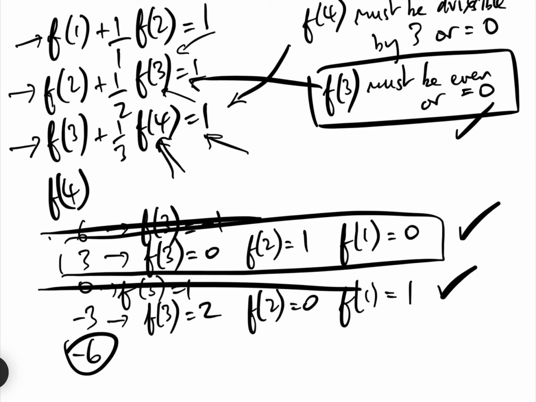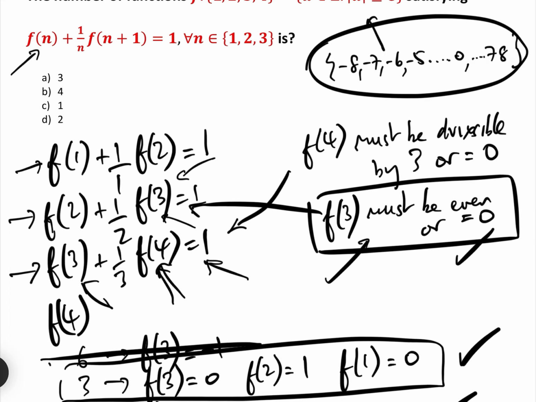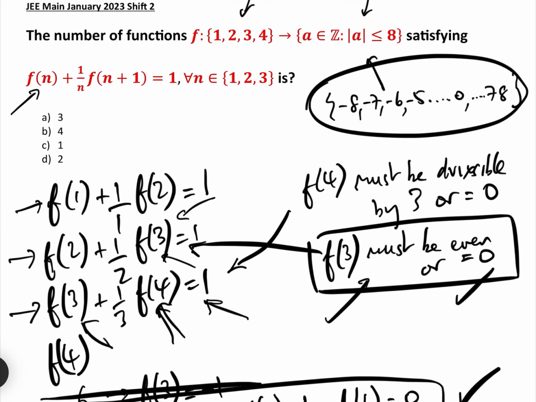And finally, all we need to do now is check if f of 4 is minus 6. Well, if f of 4 is minus 6, then a third of minus 6 is minus 2, which would mean that f of 3 would have to be 3. And f of 3 can't be 3 because f of 3 must be even. So that can't work as well. So therefore, there are two possible functions that satisfy this constraint. And so therefore, the answer is D.